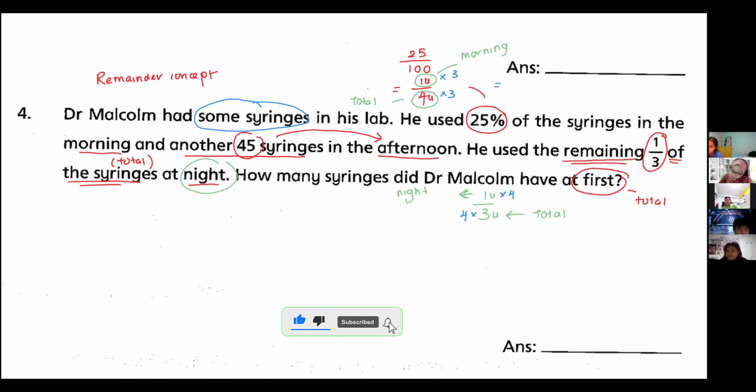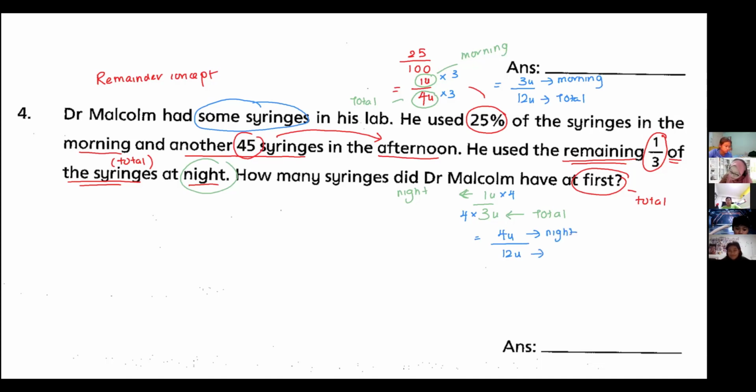So now this becomes 3/12 units. This is what I use in the morning. This is my total. Okay, same goes here. This is 4 units. This is 12 units. This is what I use at night. And this is my total. For some of you, you can just do this already without drawing the model because you can tell where the afternoon units are. You can see from here. But for most of you, if you cannot see, no problem. Just draw out the model.